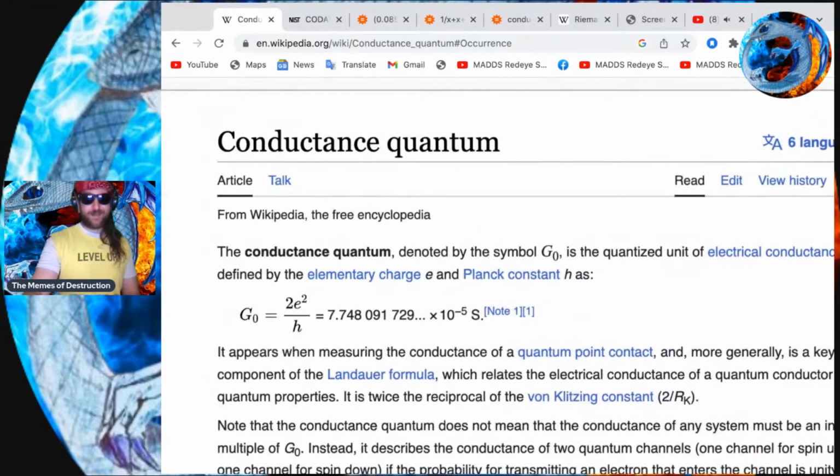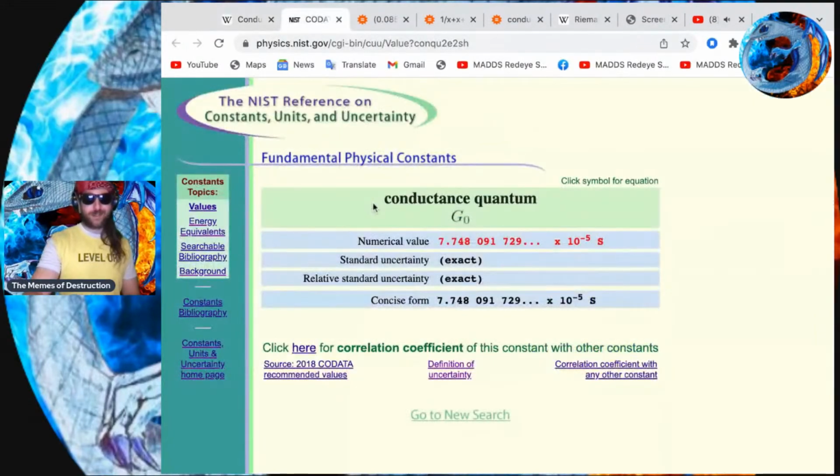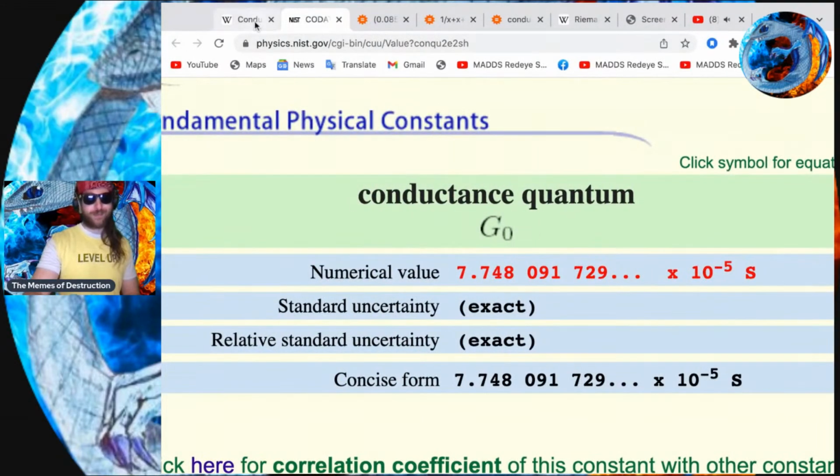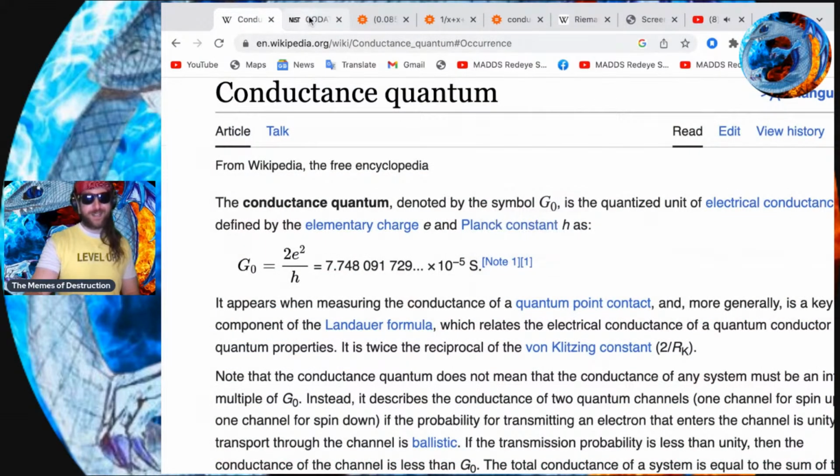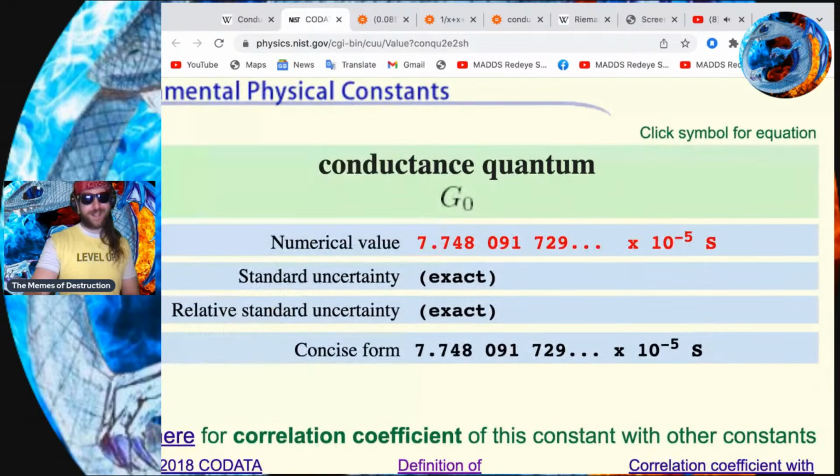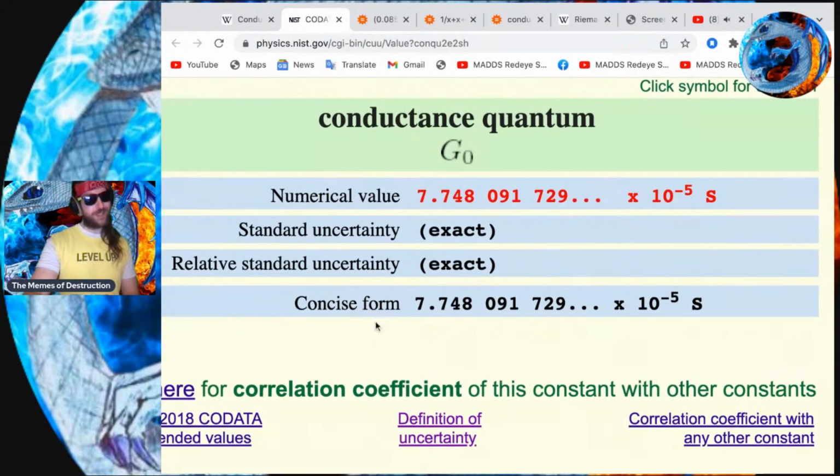The number we would be looking for, according to our friends at NIST, the numerical value is 7.748091729 exactly times 10 to the negative 5. When I saw this, I'm like, seconds? That seems kind of weird. Basically, the equation that I'm looking at for that has a lot more than just the Planck boundary of time there. That might be a little misleading.